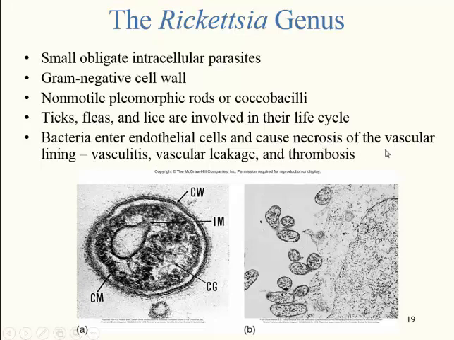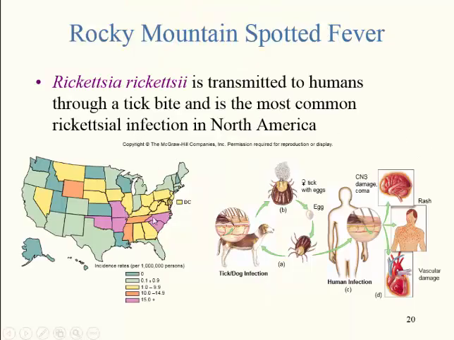And of course, once they are in our bodies, they're going to cause vascular leakage, thrombosis. They're definitely getting into our vascular lining. And so Rickettsia rickettsii is transmitted through a tick bite. And so similar to that of Borrelia burgdorferi, tick bites are the arthropod vector. And so once we have the rickettsia within our bodies, we're going to have central nervous damage.